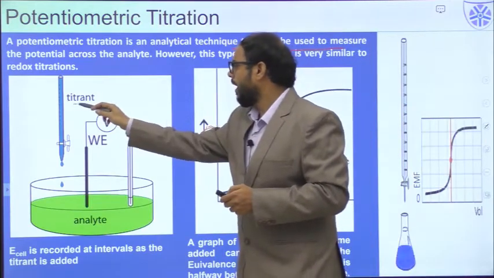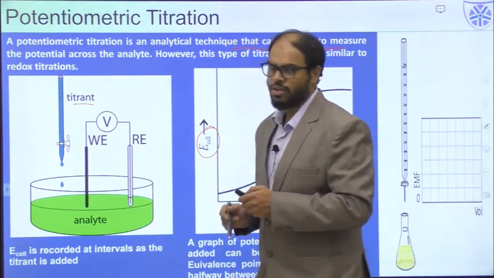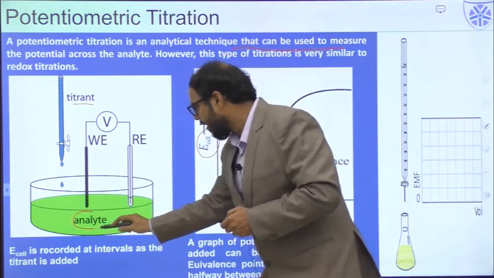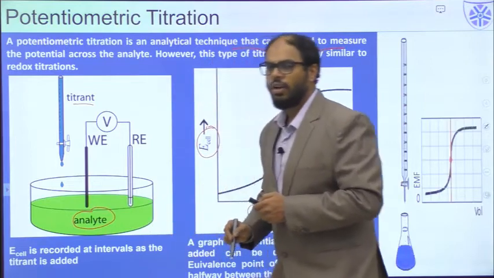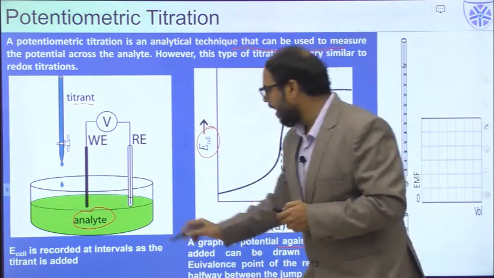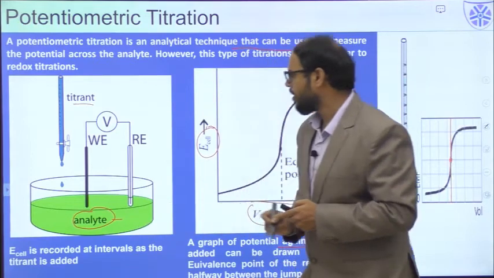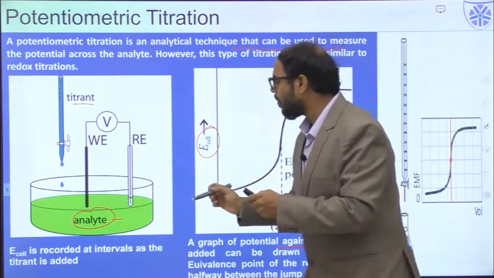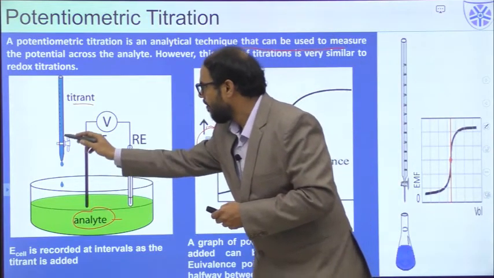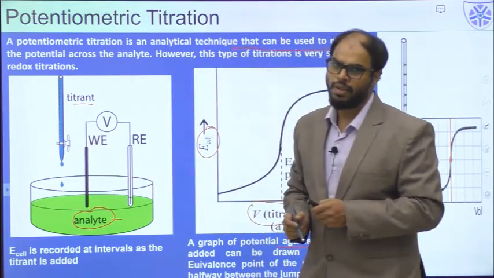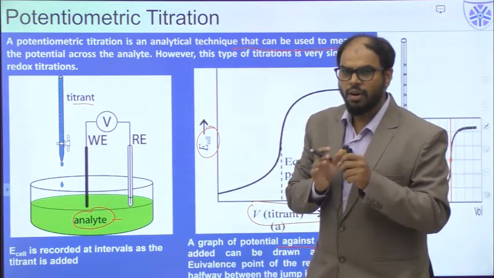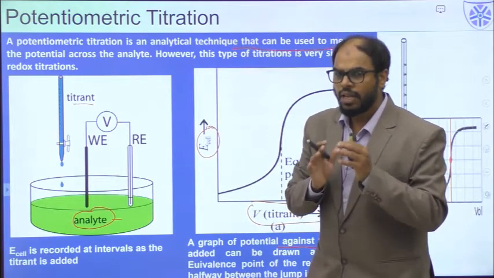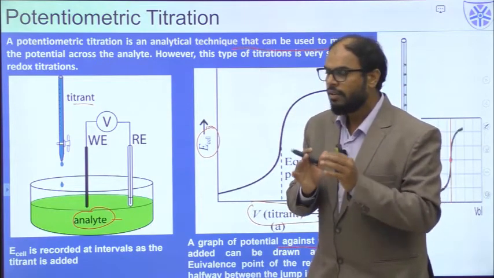This is the experimental setup. We are going to take the titrant in a burette, whose concentration is known, and we are going to take the analyte in a beaker or a conical flask, and this analyte concentration is unknown to us. And how are we going to find out the electrode potential of the analyte whenever we add the titrant drop by drop? We should know very clearly that we are not going to use any indicator.